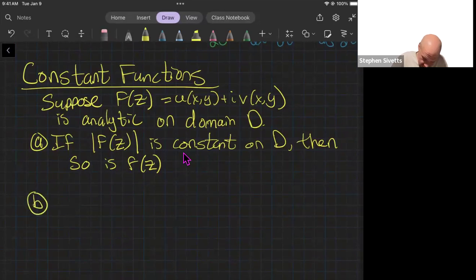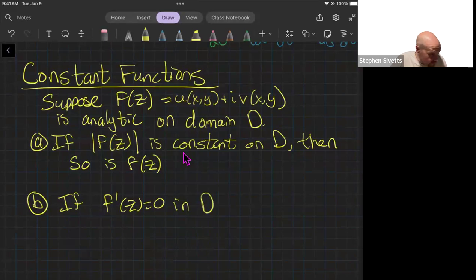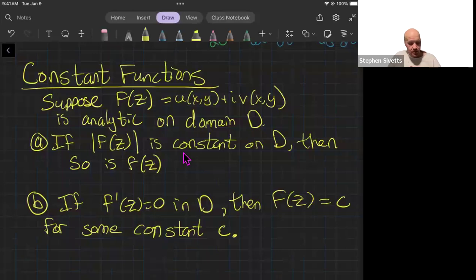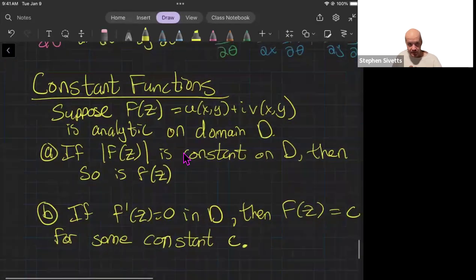The second part is if f prime of z is equal to 0 in D, then f of z is equal to c for some constant c. So this is in D here. Okay. So those are what are referred to as constant functions.